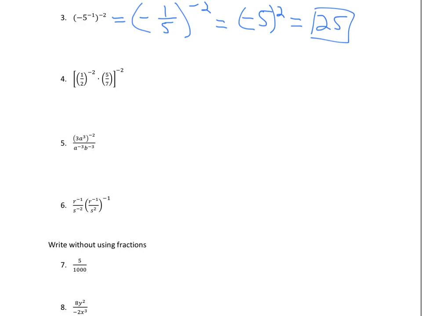And number 4. Okay, we can work on the inside first and then use the negative second power. I think that's probably the best way to go. So 1/2 to the negative second power is 2 squared times 5/7. Take that whole thing to the negative 2 power. So it's 4 times 5 over 7. I could probably do that all at the same time. 4 times 5 is 20 over 7. Okay, that's going to the negative second. So remember, we just need to flip it and square it. So 7 squared is 49, and 20 squared is 400.